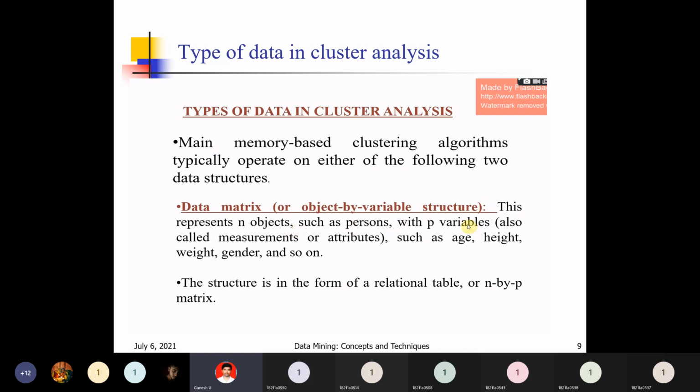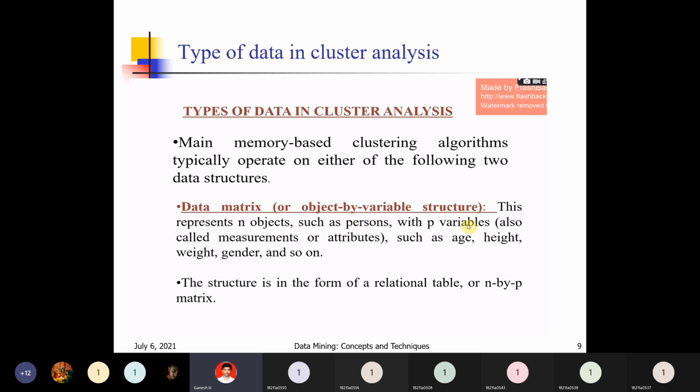Okay. First, types of data in cluster analysis. Main memory based clustering algorithms typically operate on either of the following 2 data structures. The clustering algorithms typically support these 2 data structures, these 2 types of matrix in cluster analysis. So what are the two data structures? The first one is the data matrix.